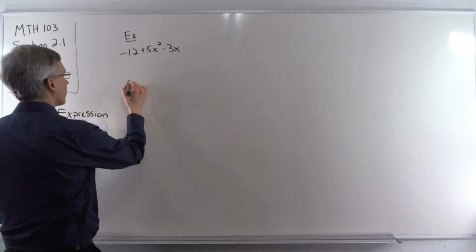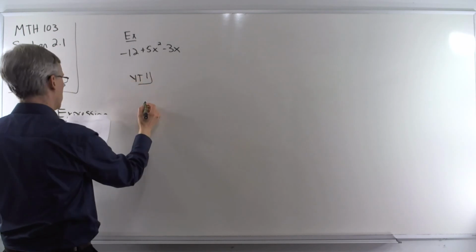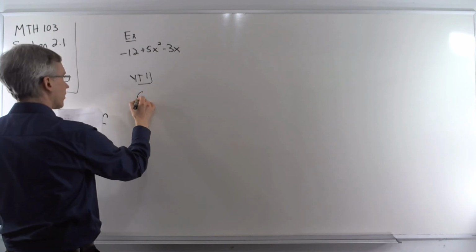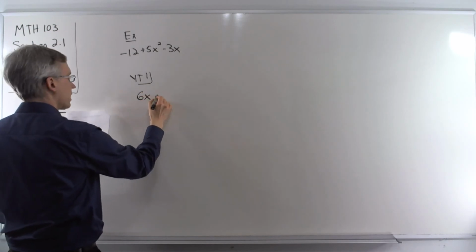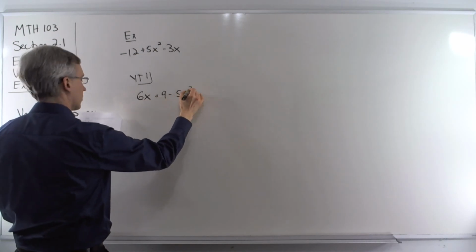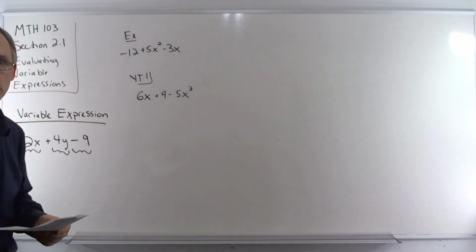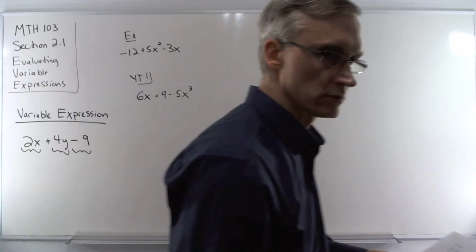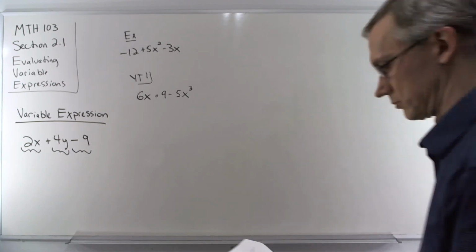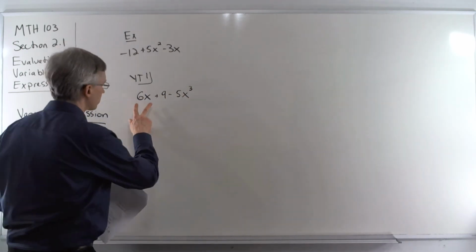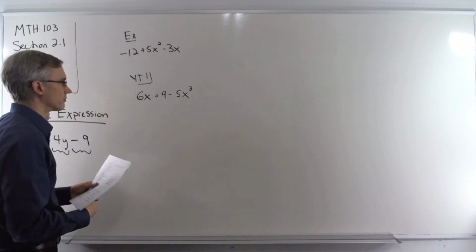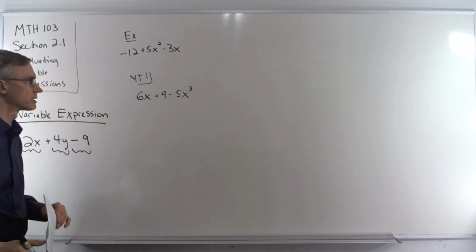Your turn, number 1. Name the terms of the variable expression and identify the constant term of 6x plus 9 minus 5x to the third power. The terms here, we got 6x, 9, and -5x to the third power. And the constant term is +9.